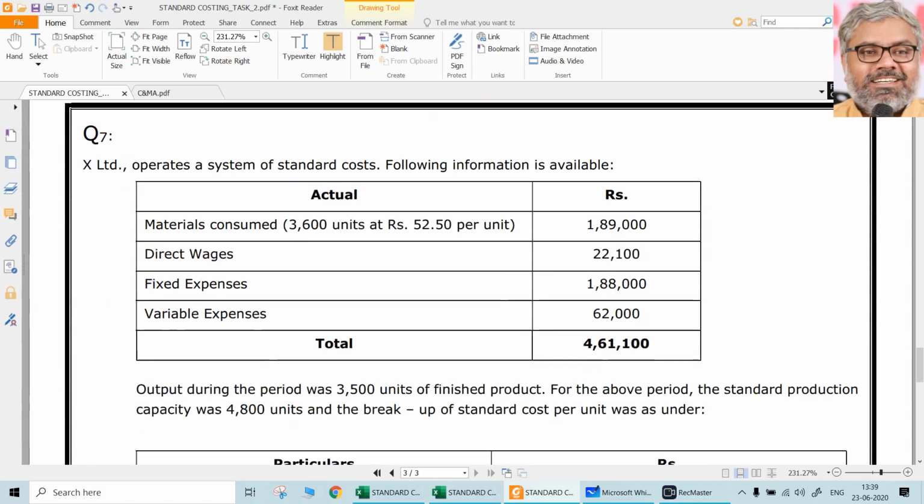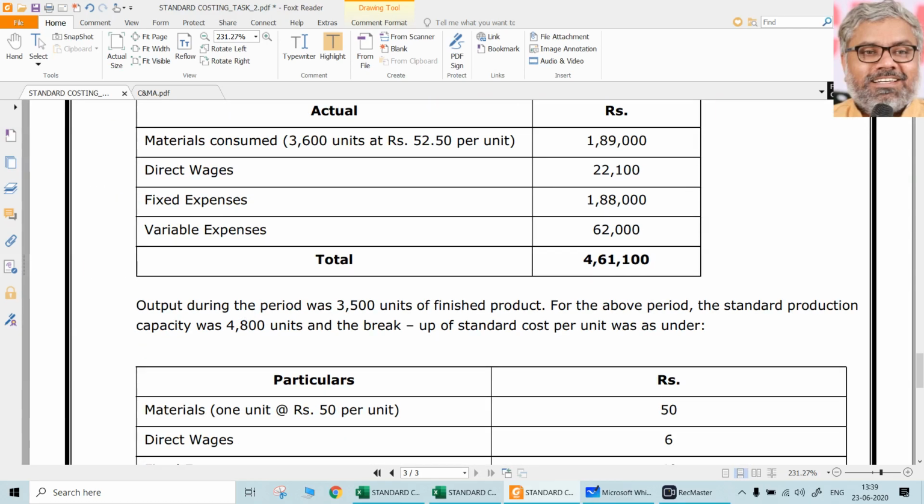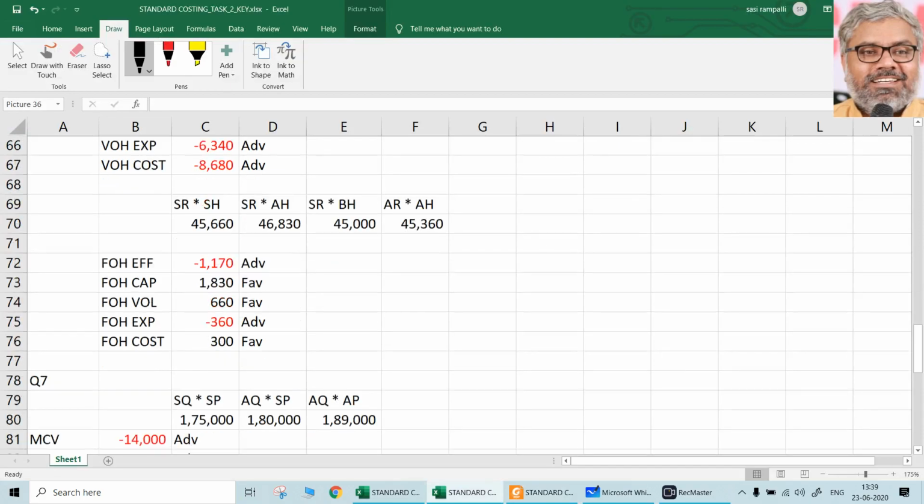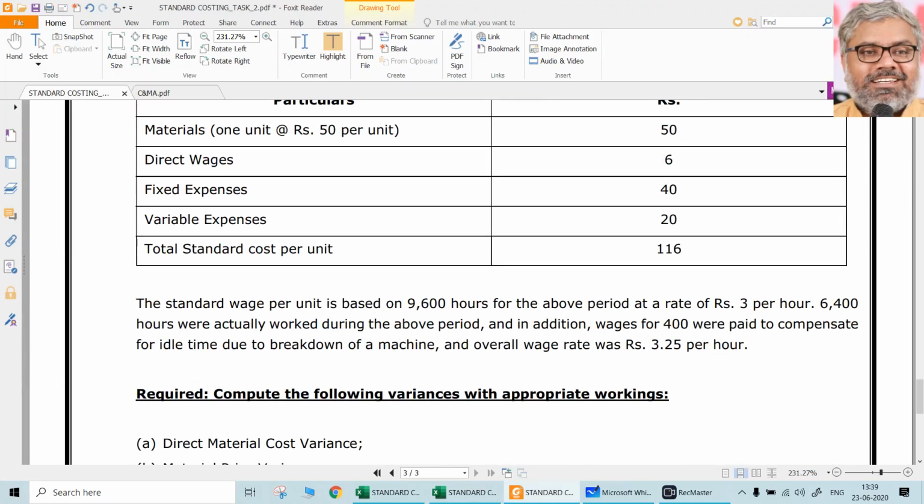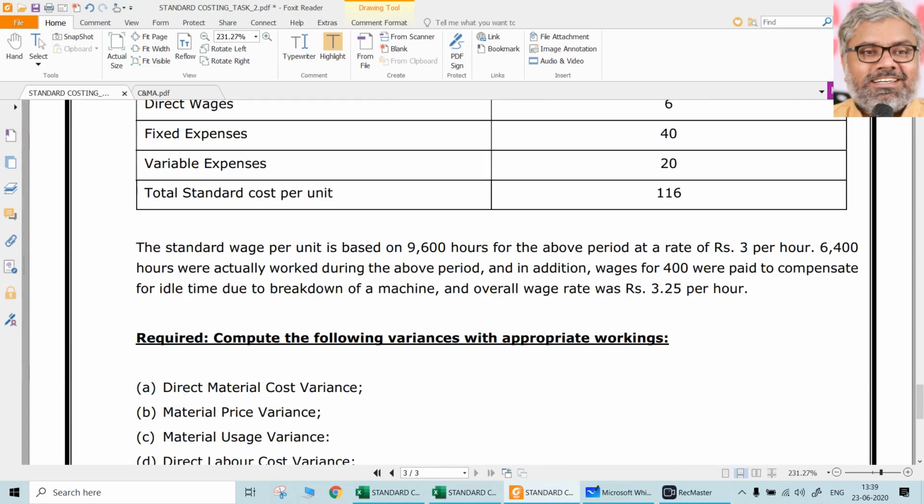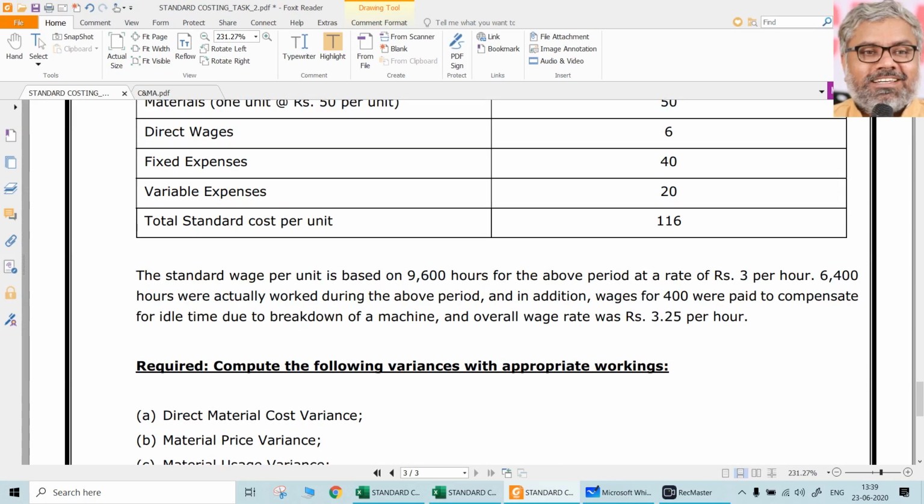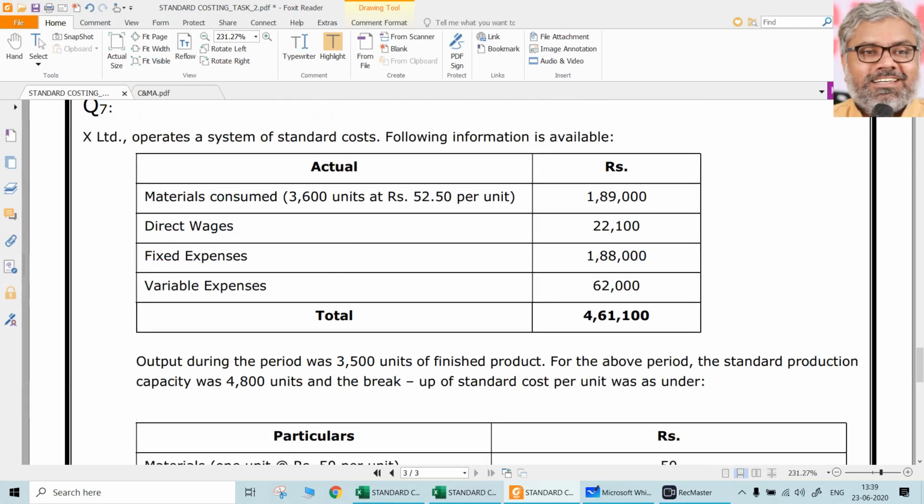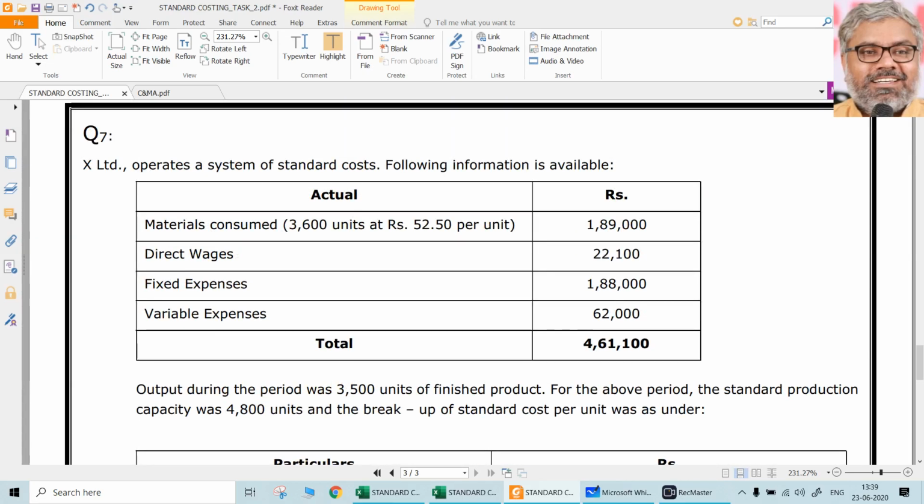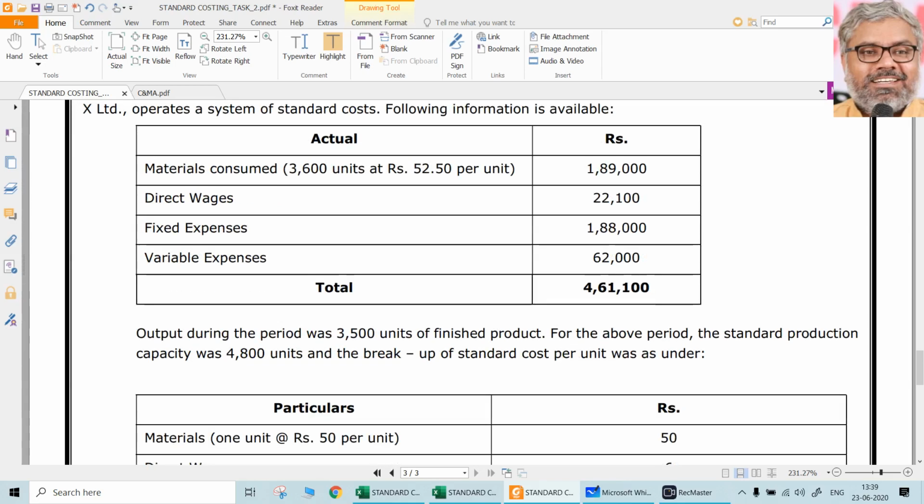Then question number 7 is a more or less straightforward question. There is nothing very particular about it, though the requirements are a little more number-wise. But yes, once again, we need to be reading the question very carefully. So what was the data given here is the actuals. Actuals are given, materials consumed and everything. This is all actual cost, we can say. So accordingly, we have to find out different variances.